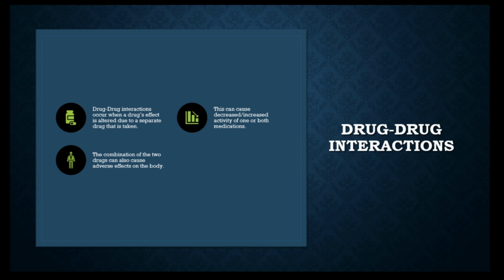So we'll begin with drug-drug interactions. This occurs when a drug's effect is altered due to a separately taken drug. The combination of the 2 drugs can cause adverse effects on the body, and it can cause an increase in activity of one or both of the medications.